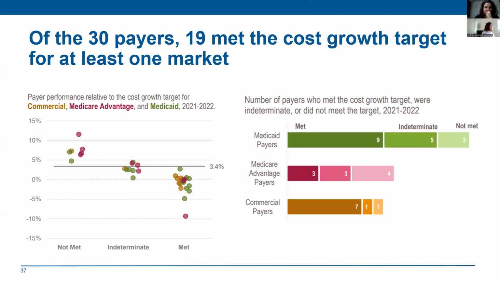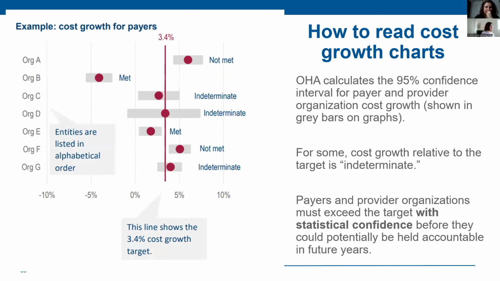We can go to the next slide to show that. Maybe it's more clear. Like organizations B, Z, and E, you will see they met the target because the bar is below the 3.4%. And if the entire confidence interval is above the 3.4%, like organization A and organization S, then we will see they exceed the target. If the confidence interval intersects with the target, like organizations C, D, and G, then we will say they are indeterminate.